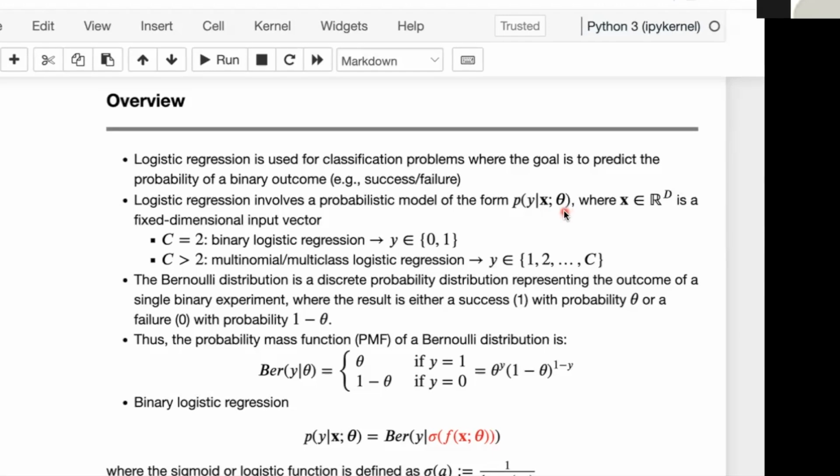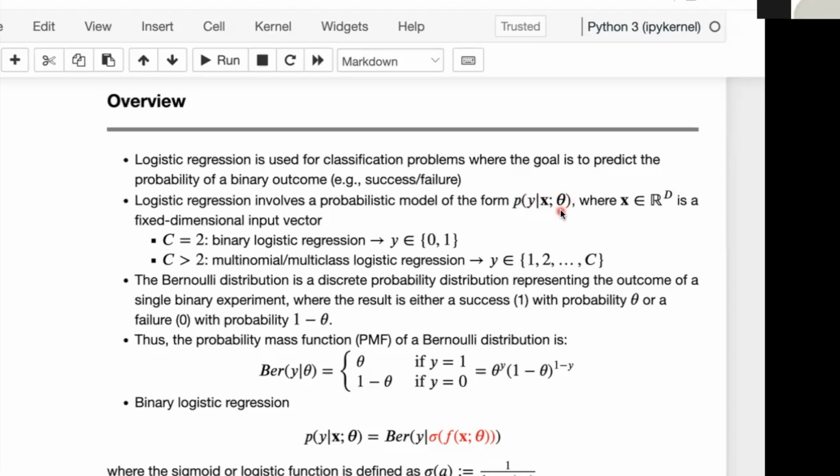So the naming doesn't really matter as much. What we are trying to say is that for each input x, we want to find the probability that the label for that input belongs to one of the classes that we have. And of course, we have to find these unknown parameters.